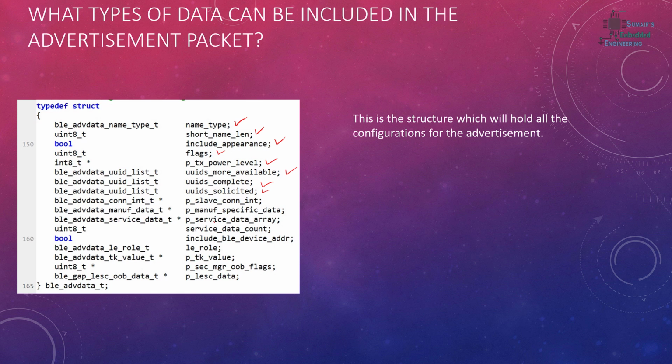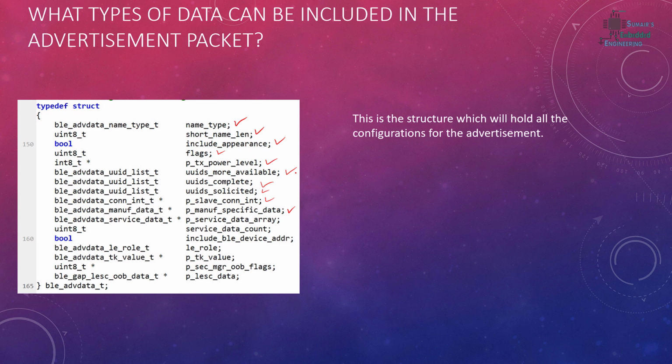We have this solicited and then the slave connection interval. If we want to include our connection intervals in the advertisement packet, what are connection intervals? If you don't know about this, just watch my previous tutorial, and in the future tutorial as well I will cover it. So make sure you watch my previous tutorial to know the basics.